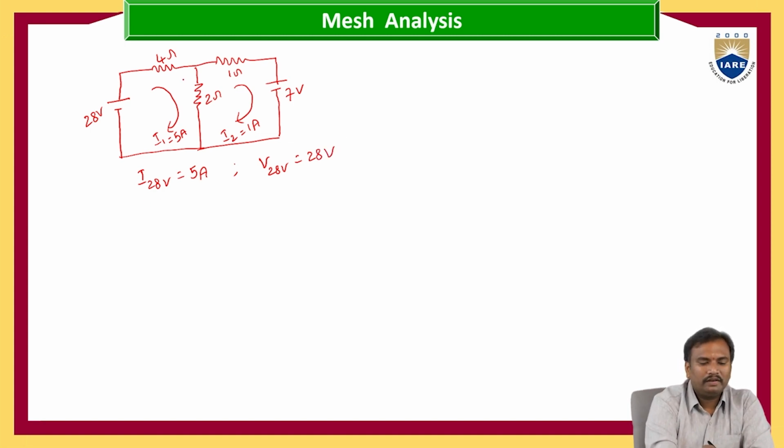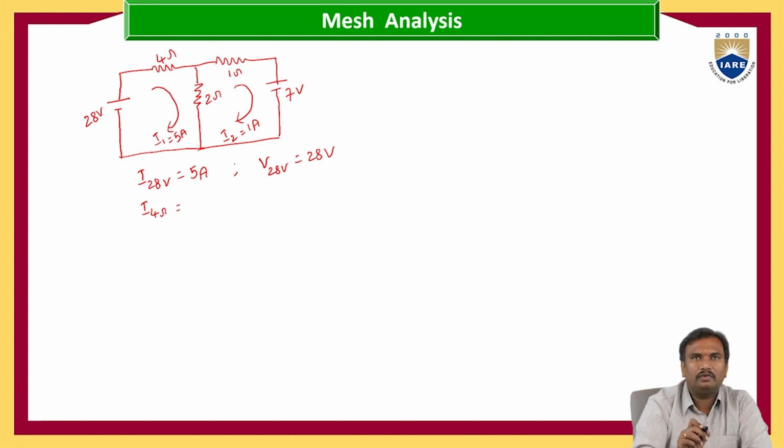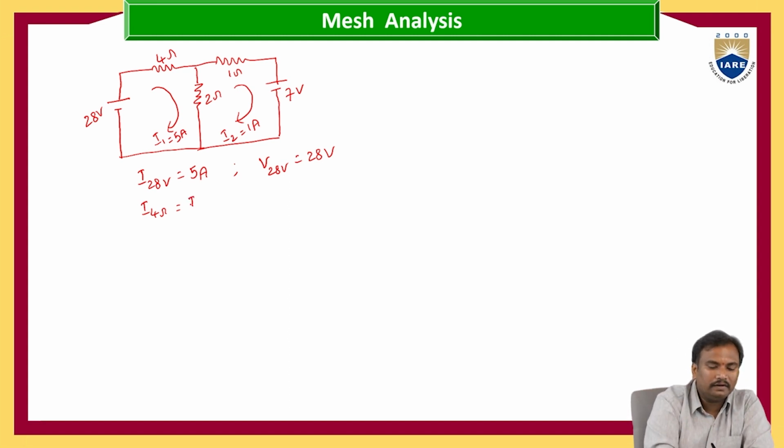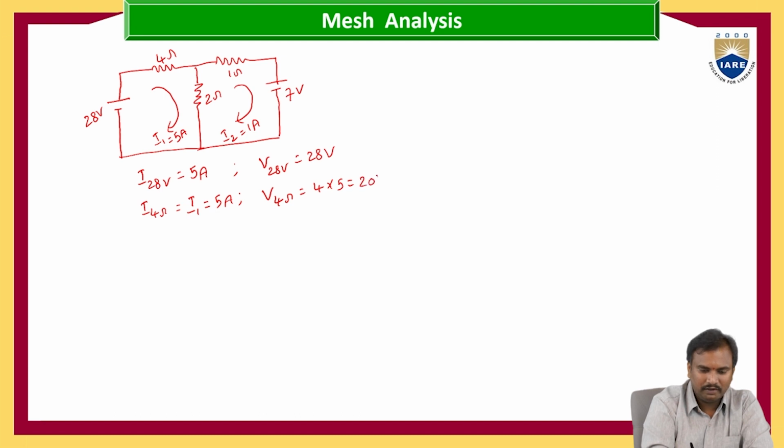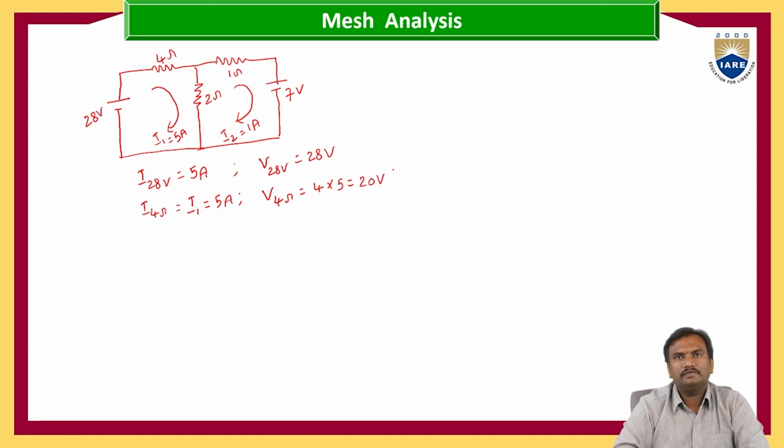Now, what is the current flowing through 4 ohms? In the 4 ohms, only one current is flowing, that is I1 current, that is equals to 5 amperes. Voltage across 4 ohms is nothing but 4 into 5, that is equals to 20 volts.